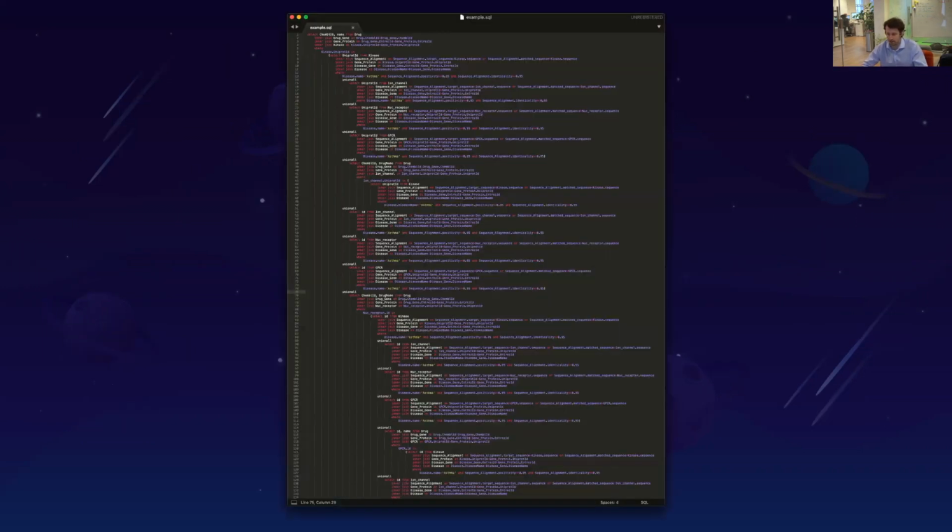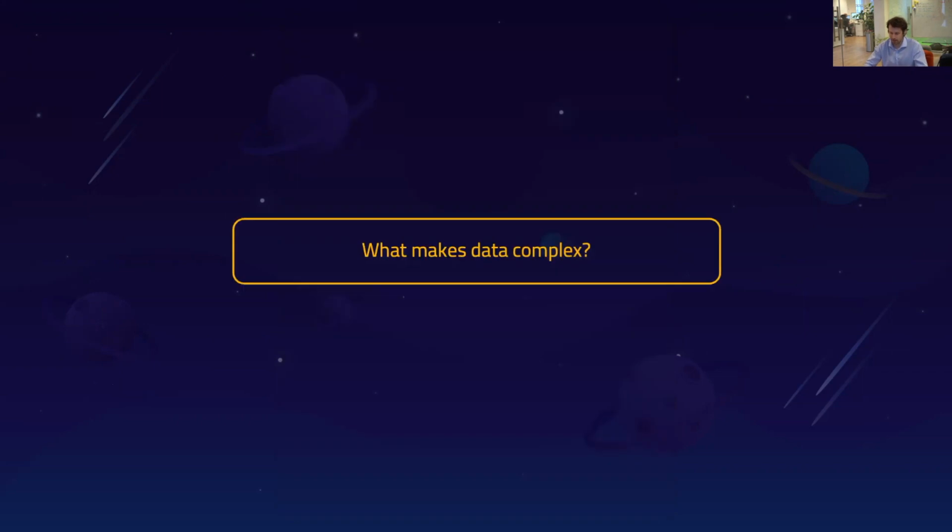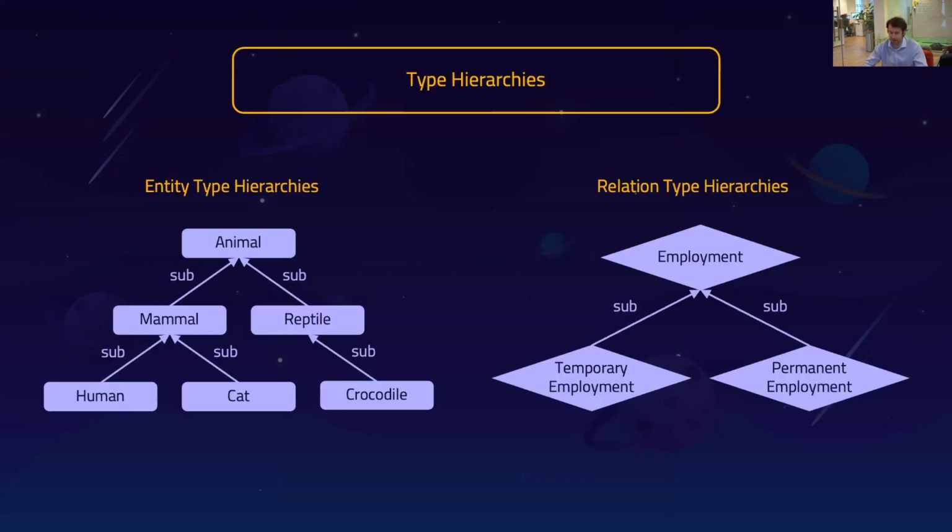This is one example SQL query that's just over 150 lines of code. Now imagine debugging that if it doesn't run. And so the question then begs: what makes data complex? There are a couple of things that we focus on here. The first is type hierarchies, specifically entity type hierarchies and relation type hierarchies.